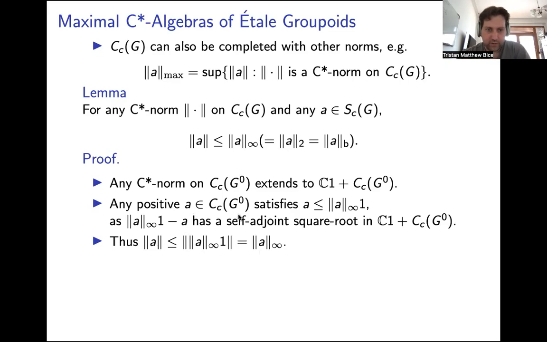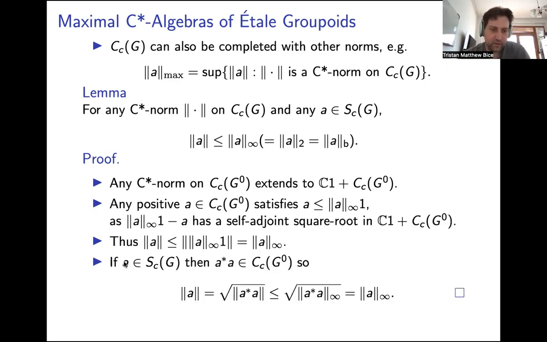So this works for functions supported on G0. Now let's look at some arbitrary function A which is supported on some compact slice of G. Because it's supported on a slice, if you look at the convolution product A star A, its support lies in the unit space. If you think about any element for which this is non-zero, there's only one way of writing it as a product: one in the slice support of A, and another in the slice support of A star, which is the inverse of the support of A.